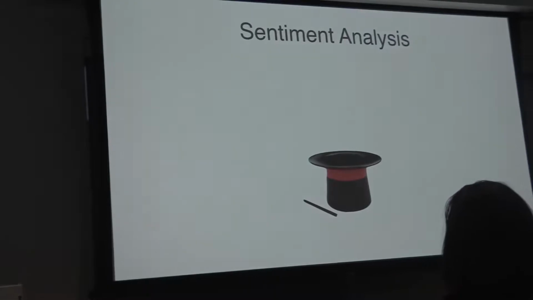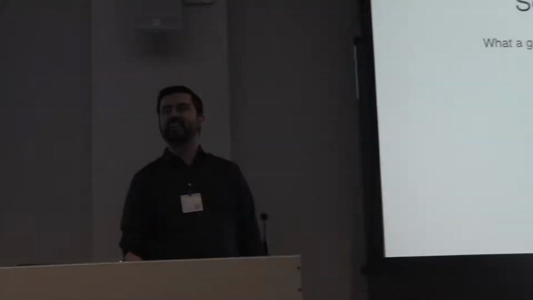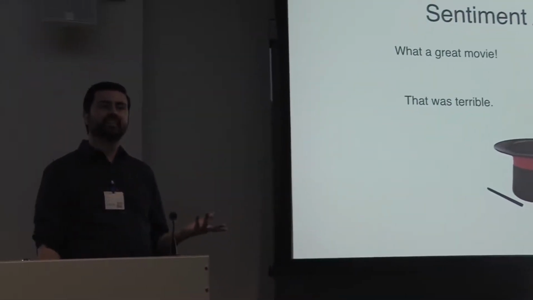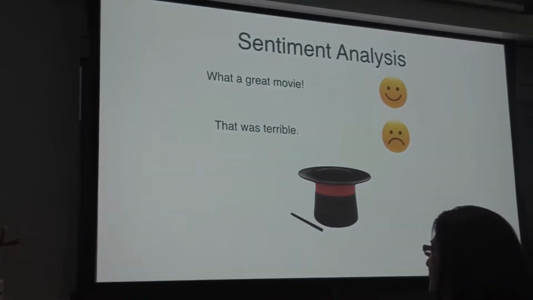And we can even do things like text, for example, sentiment analysis. Let's say we're looking at IMDb reviews. I'm going to check if a review is good or bad. So if it says, what a great movie, we say, yes, happy. And that was terrible, then we say sad. So a neural network can be trained to learn this.